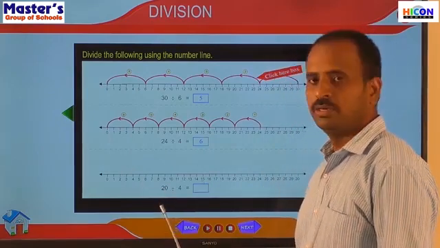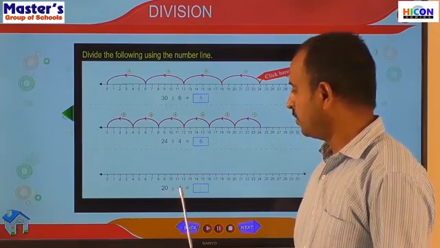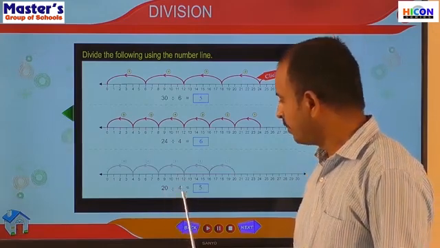Here, the third division is 20 divided by 4. So now we have to divide the number 20 by 4.